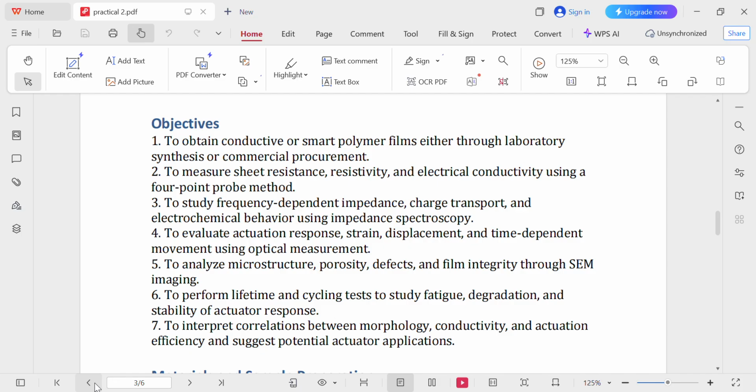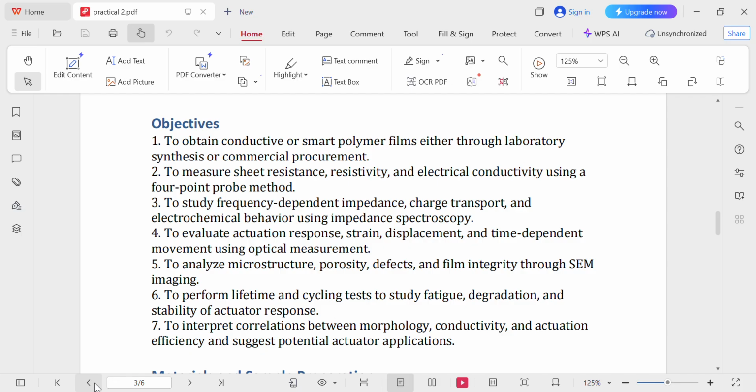Next, to study the frequency-dependent impedance, charge transport, and the electrochemical behavior using impedance spectroscopy. To study how the electricity and the ions move inside the polymer at different frequencies using electrochemical impedance spectroscopy. Next, to evaluate the actuation response, strain, displacement, and the time-dependent movement using optical measurements.